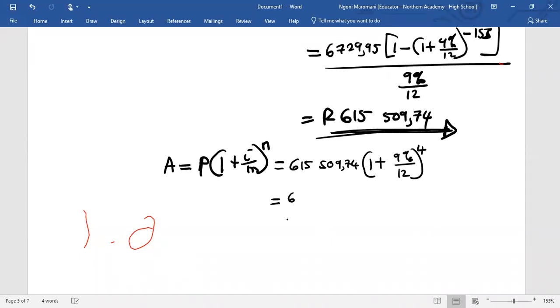634,183.81. 634,000, 183.81. Can somebody confirm that? That's correct.